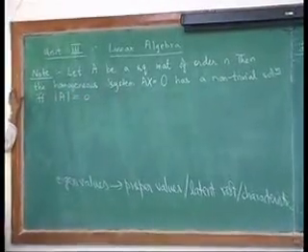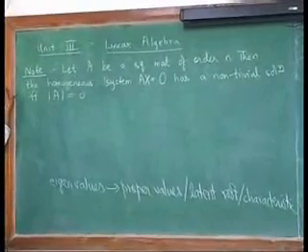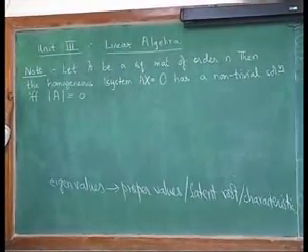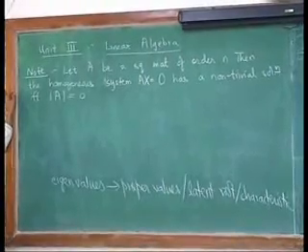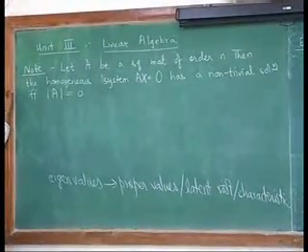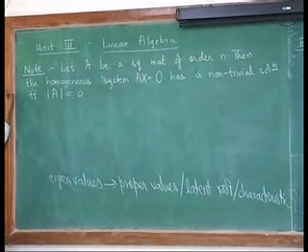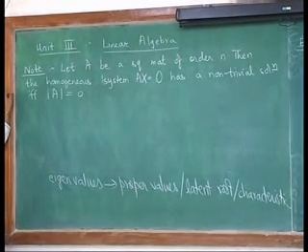For a homogeneous system, if you remember, I had mentioned that there are only two possibilities. Either you can have one solution, in which case it is the trivial solution, or you can have infinitely many solutions. A homogeneous system is never inconsistent.